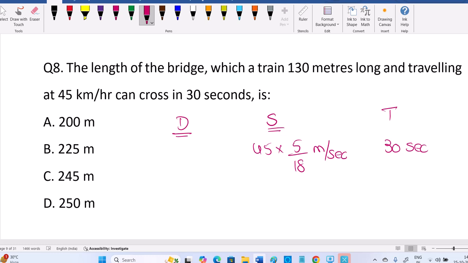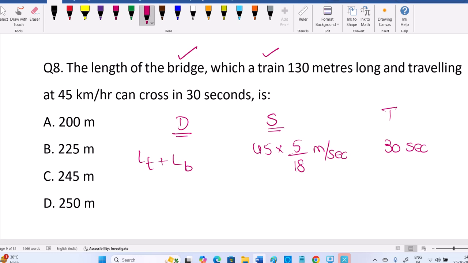Now, see, the bridge length is not negligible compared to the train length. So it is the length of the train plus the length of the bridge. When a train is crossing a pole or a man, pole length is negligible, man's length is negligible. But when the train is crossing a bridge, it is length of the train plus length of the bridge.